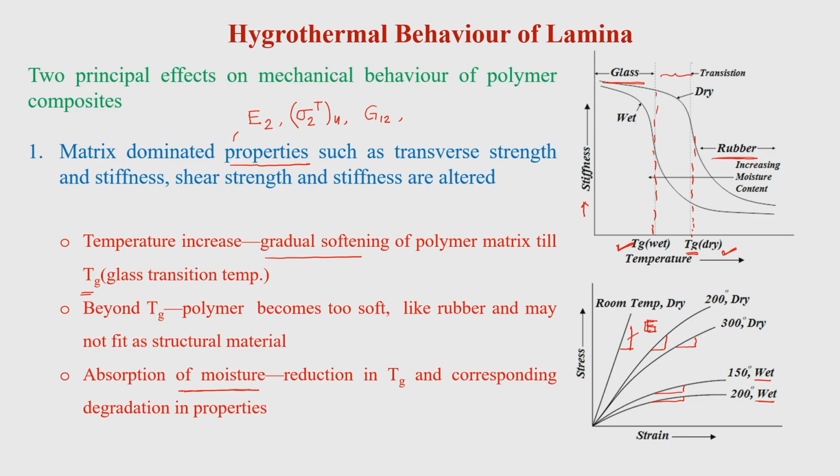So, both increase in temperature as well as moisture absorption have led to the reduction in stiffness of the polymer, and therefore, in polymer matrix composites, the change in temperature as well as moisture absorption has significant bearing on the matrix dominated properties like transverse stiffness, transverse strength. And there is a second effect.